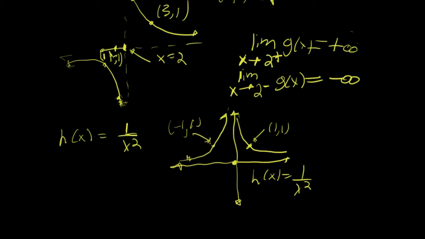You take a huge negative number, you square it, you get a massive positive number. You take the reciprocal of that, you get a really tiny positive number. It's very close to 0. So this is how the graph of 1 over x squared looks roughly. Now let's look at the limit as x tends to 0 from the right of 1 over x squared.